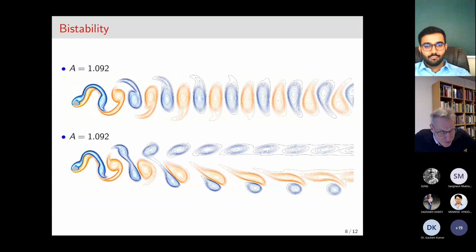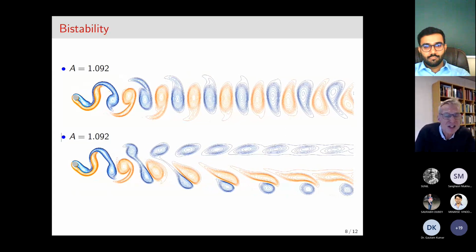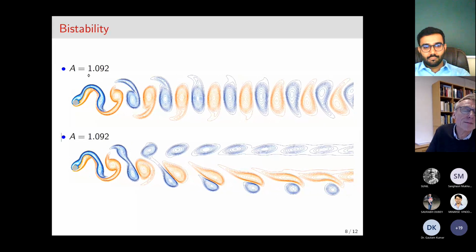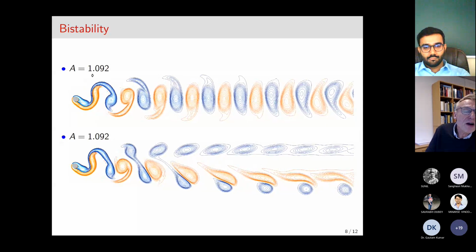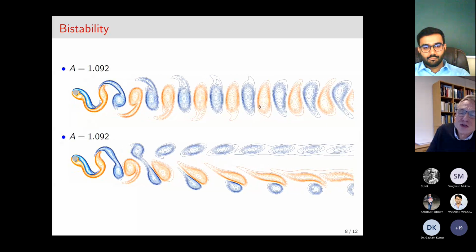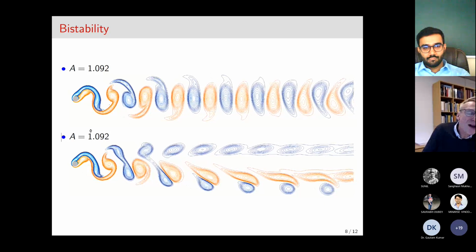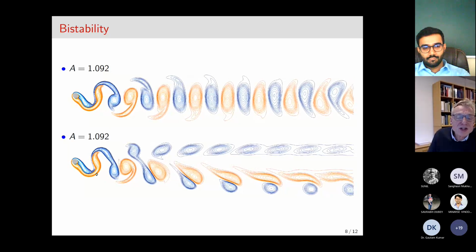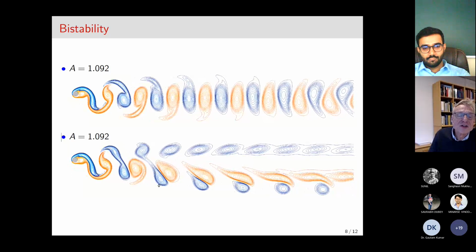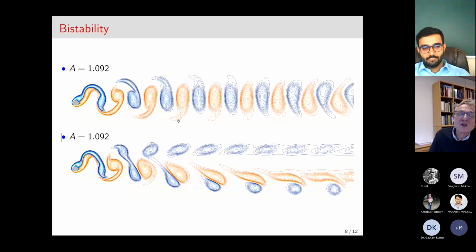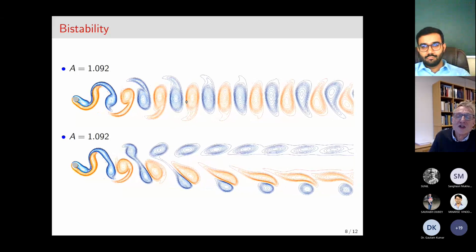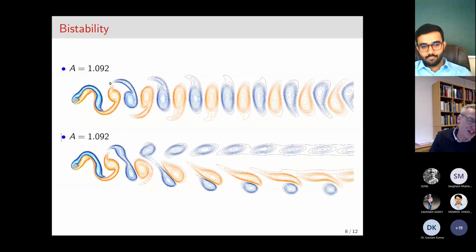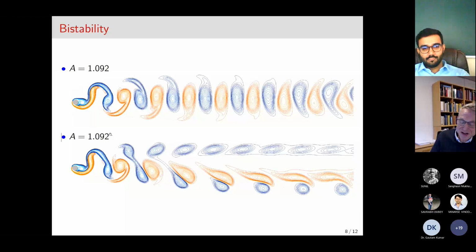This flow is complicated a bit by the fact that it is bistable. So again, I'm still having the same value of the amplitude of oscillations here, and this was a solution I showed you before. But at the same parameter value, there's also another stable solution, which is this one, and which has clearly a different topology. So this is something resembling a 2s wake, and this is a p plus s wake, at least after a while. But they coexist at the same parameter value.